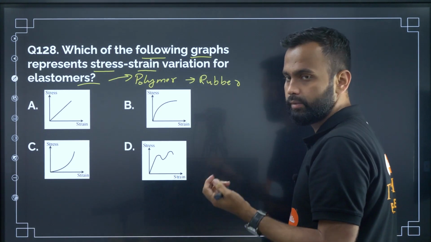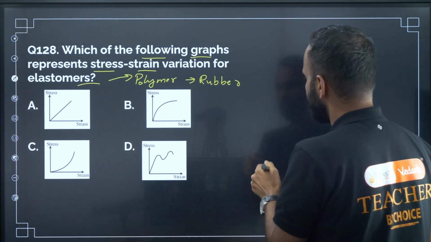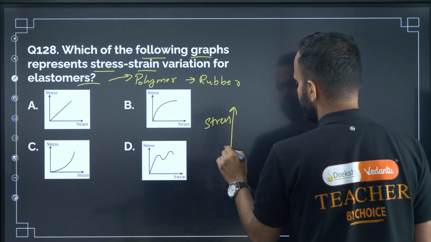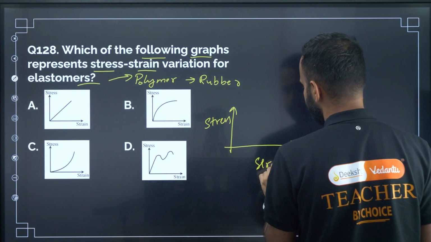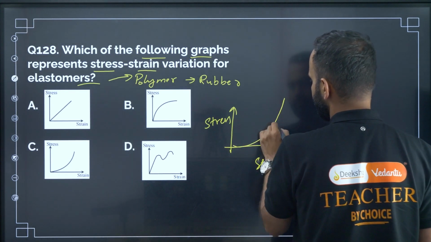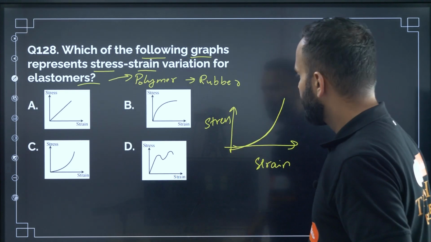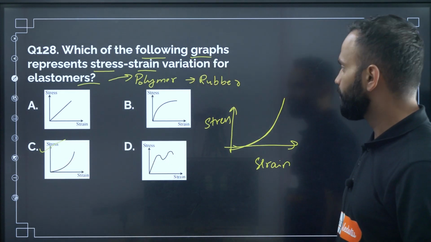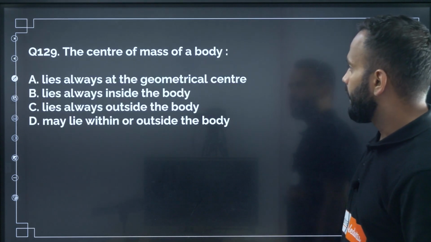It's an elastomer, okay? Here the graph of stress versus strain for elastomer is like this, okay? So the correct option is C. Okay, direct question.